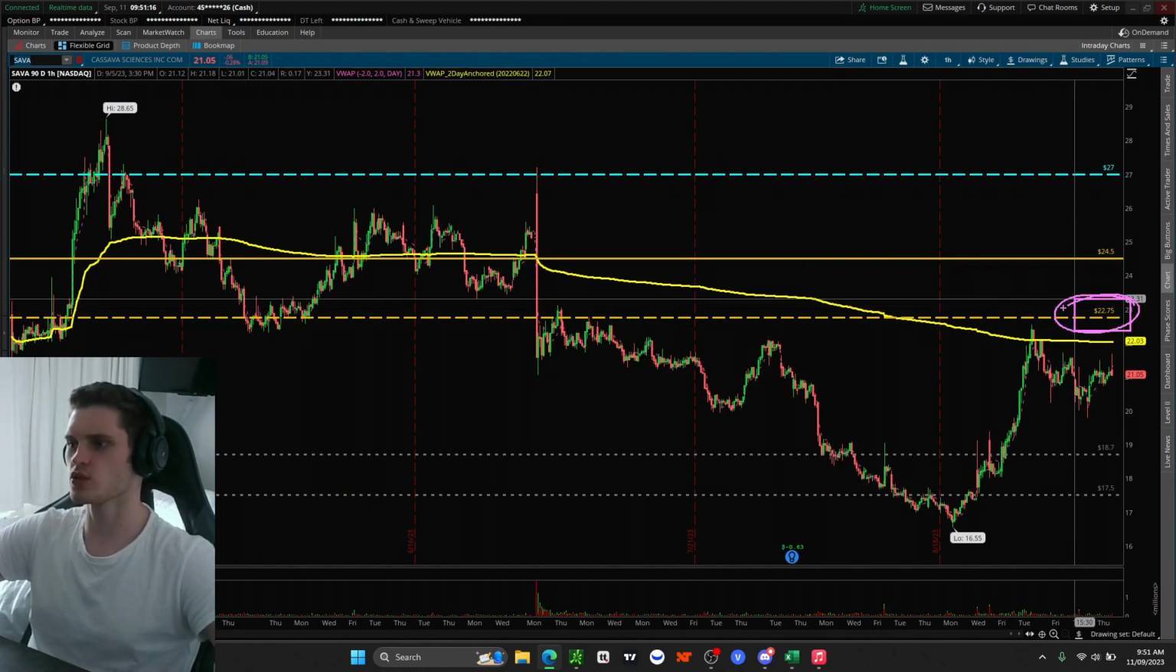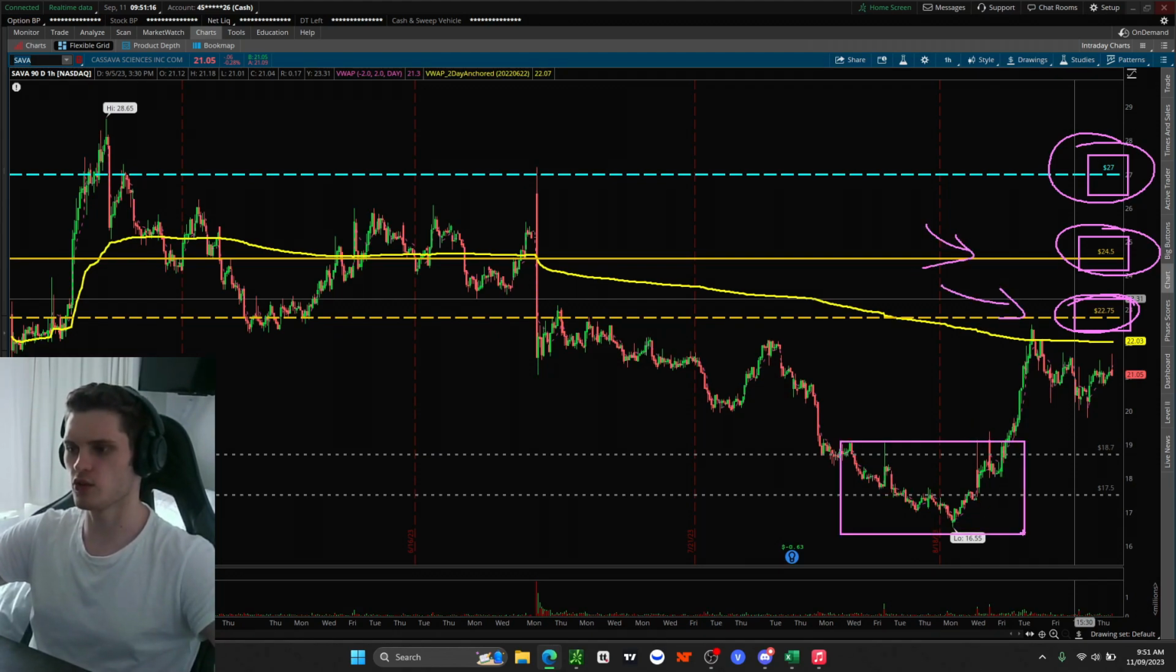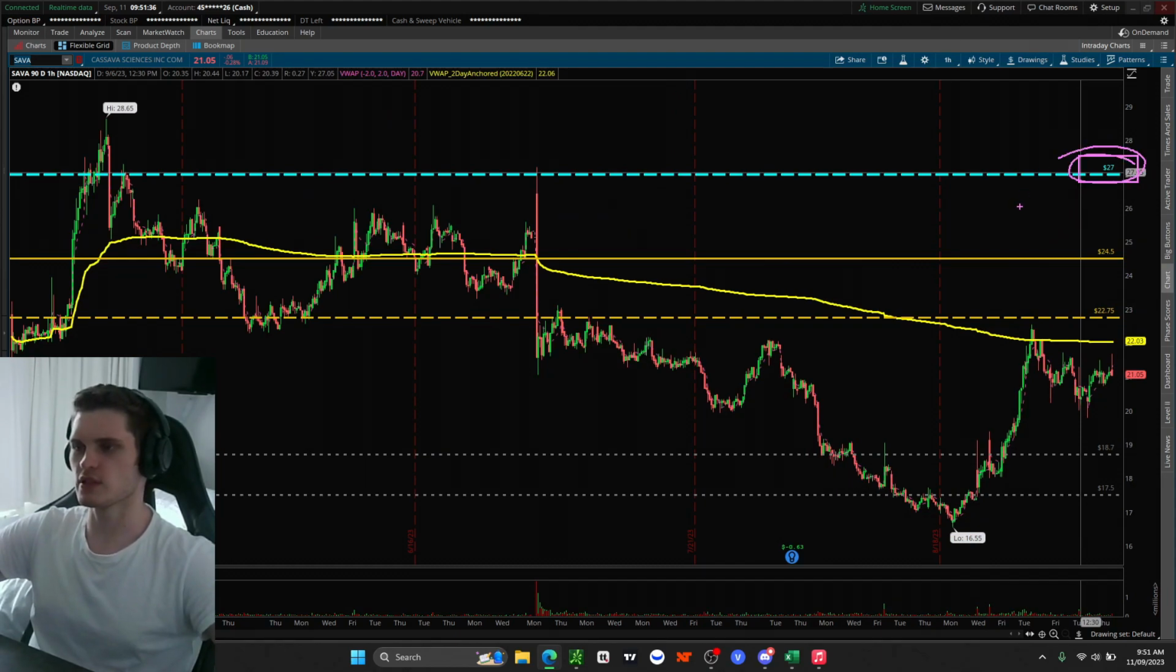So we have $22.75, $24.50, $27. Now, we would use these more as targets, especially these first two. So if we were holding this stock long bias from fair value or below, obviously those would be the targets we would look to trade to. Now, coming up to 27, this is where you start coming into the second deviation.